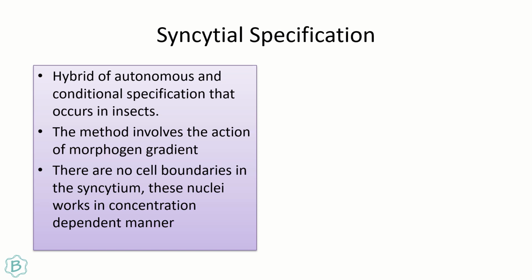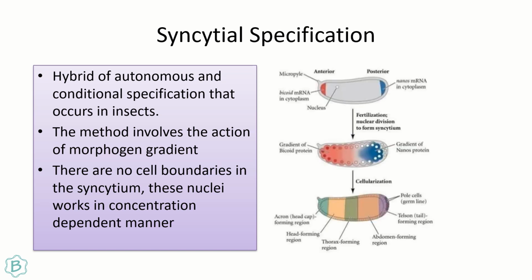Okay, here as we can see an example, bicoid and nanos, these are all morphogens. Bicoid controls the head formation, meaning the anterior part. Nanos controls the posterior part, meaning the tail part. So whatever the concentration is there, the concentration of the morphogen is basically controlling the development.